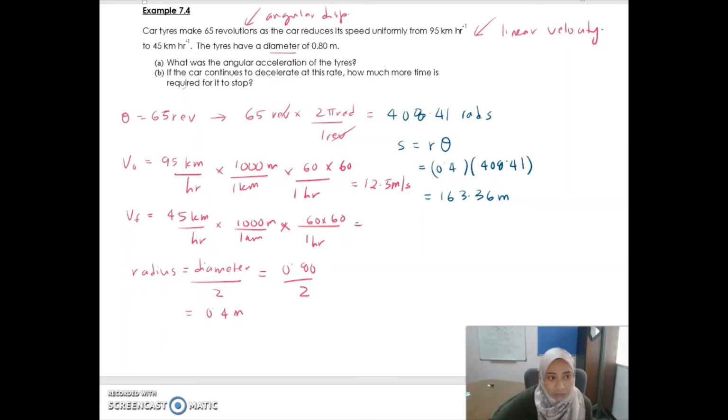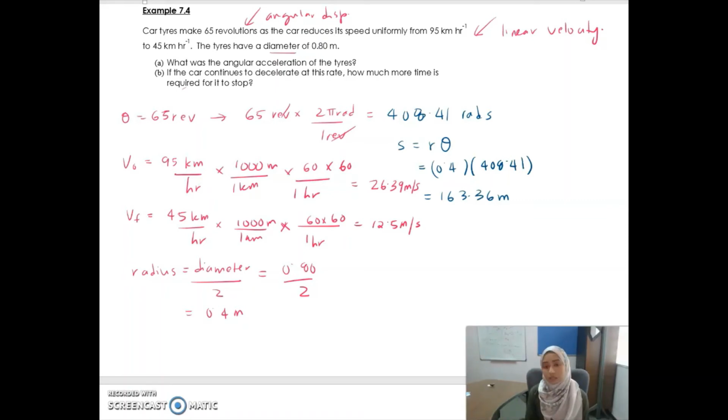The other one is, no, the initial is larger, so I had it the wrong way round. Okay. The initial is 26.39 meters per second. And the final should be smaller, just 12.5 meters per second.